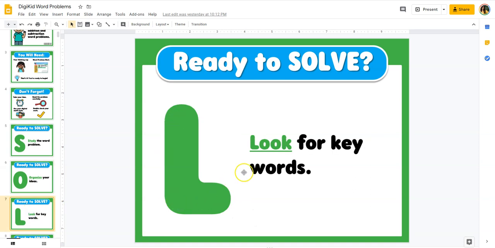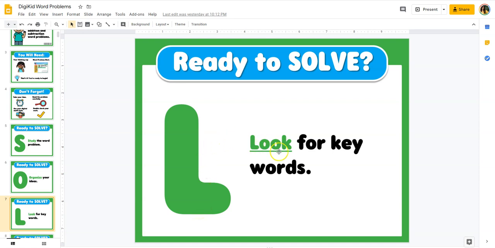The L in the word solve stands for look for key words. It's important to look for key words because it's really tricky sometimes to understand, is the problem asking me to add or subtract? What is it asking me to do? And there's certain key words that help us when we're thinking about what the problem's asking of us.